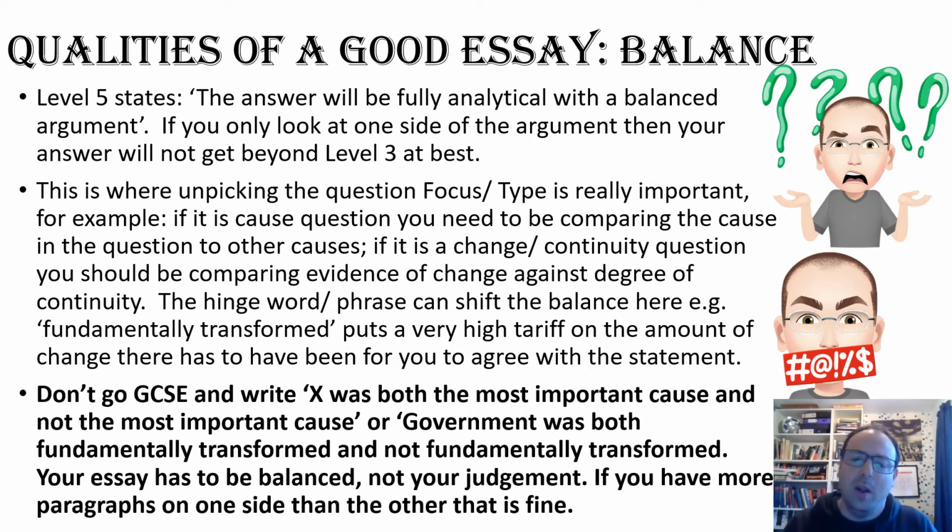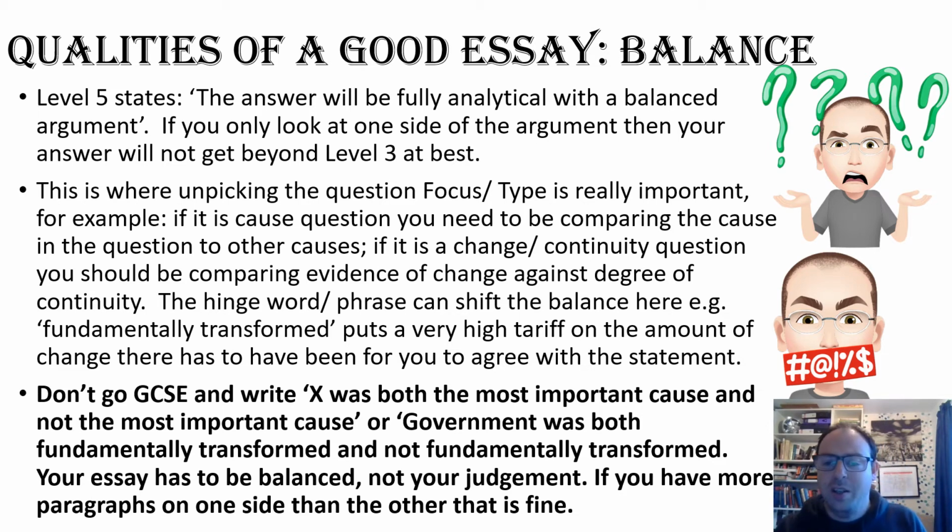So again, if we go through it, the unpicking of the focus and type is really important. If it's a cause question, you are comparing causes, the cause in the question, to other causes. If it's a change and continuity question, you're comparing the evidence of change against the degree of continuity. The hinge word can shift the balance. "Fundamentally transformed" puts a really high tariff on it. So it is change and continuity, but a little bit of change isn't enough for "fundamentally transformed". If something changes, but only a little bit, it's actually part of the counter-argument rather than the argument for "fundamentally transformed".